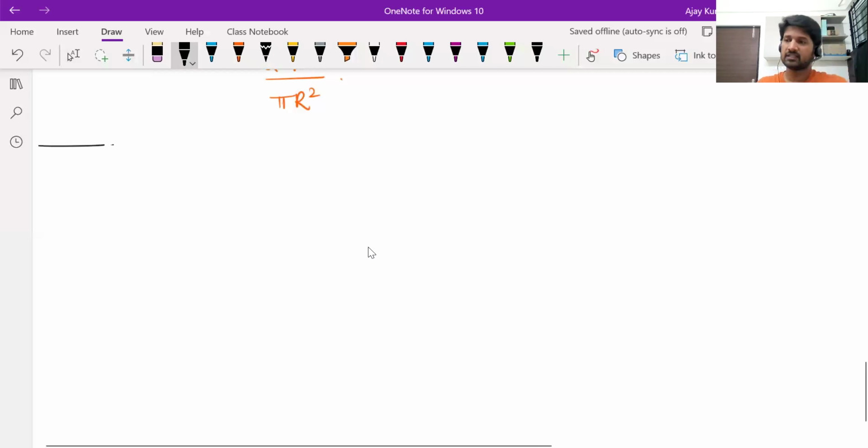So last class we derived the gravitational field on the axis of a full ring. Now we got field at the center of a half ring. That's fine. Next, as I said, we have to discuss the gravitational field produced by a hollow sphere and a solid sphere.